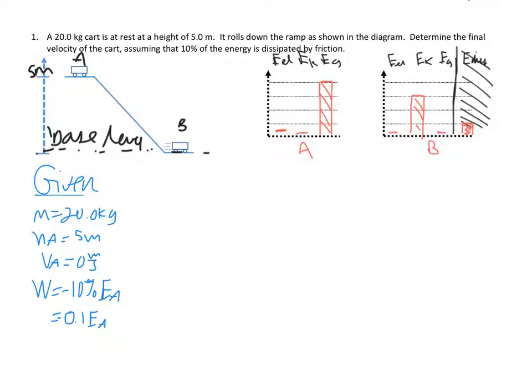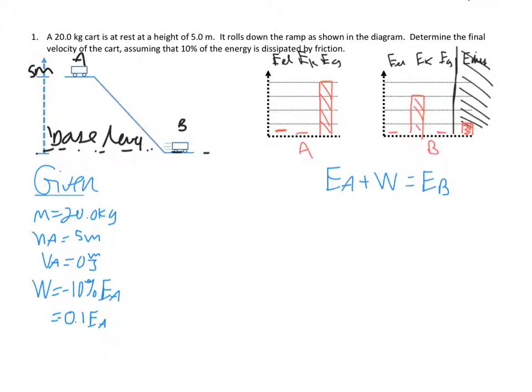Okay, going on to solve. From our bar charts, we still want to list energy at A, but now we're going to say plus work equals energy at B. If you don't do the plus work, you're going to mess up. So believe me when I say you want to do energy at A plus work equals energy at B. Even if work is negative, you still want to keep this as plus work.